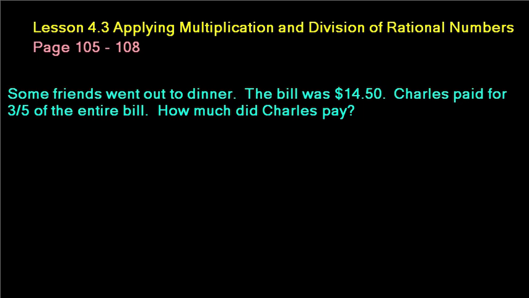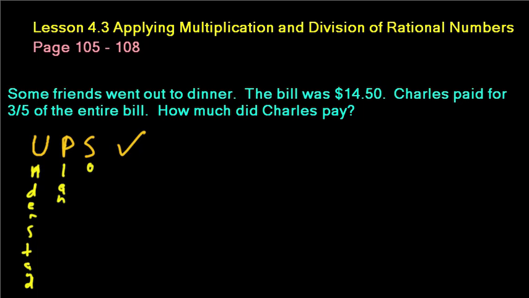So we have a little strategy that we're going to use for word problems like this. We call it UPS check. The U stands for understand. The P stands for plan. S stands for solve, and the check means check for reasonableness. So we're going to check for a reasonable answer. That means, does our answer make sense?